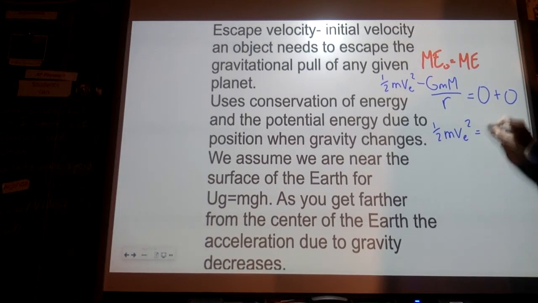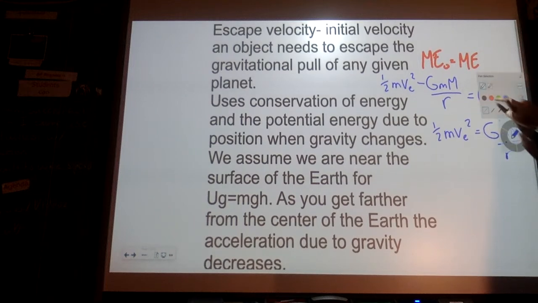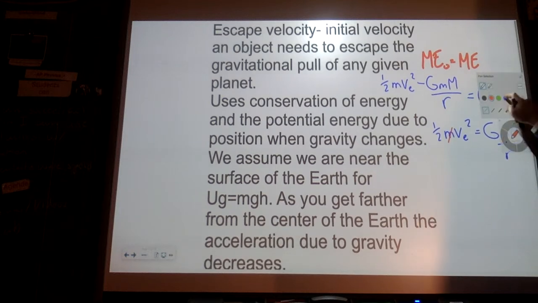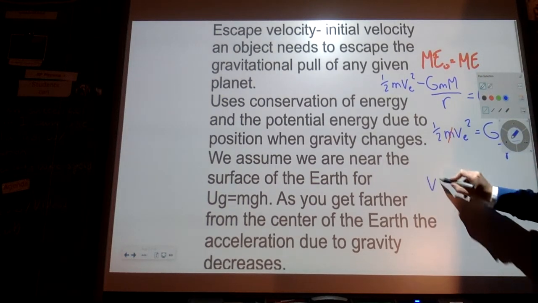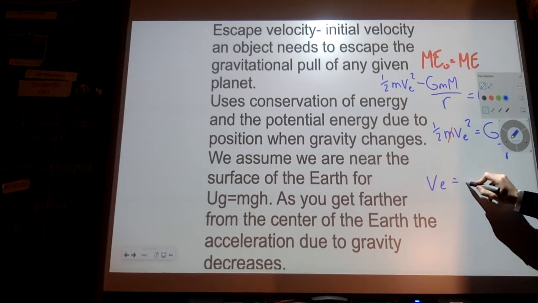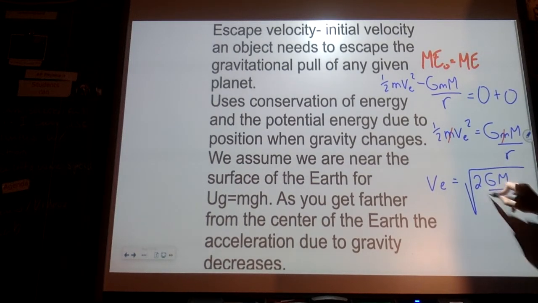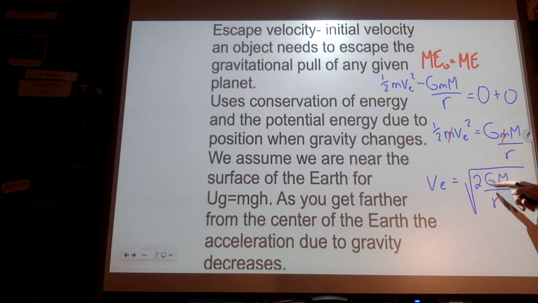1/2 m VE squared equals G M m over r. I'm going to cancel out an m, multiply by 2 and take the square root. So that's going to tell me that my escape velocity is equal to the square root of 2 G big M over r. And so G is a universal constant.